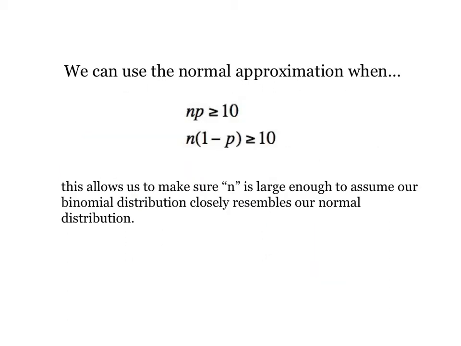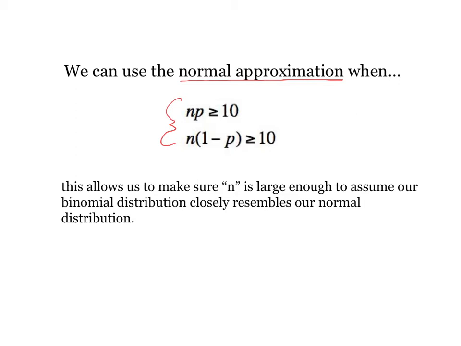Now, we can use a normal distribution to approximate a binomial anytime we want, but it's not always going to be super accurate. It gets accurate when a couple of conditions are met. So we would recommend using the normal approximation only when these two conditions are met: n times p is greater than or equal to 10, and n times 1 minus p is greater than or equal to 10.